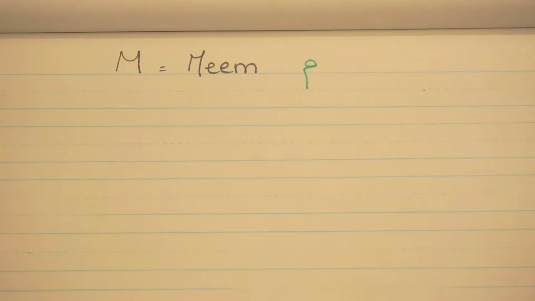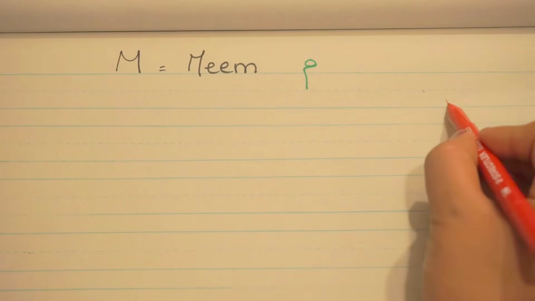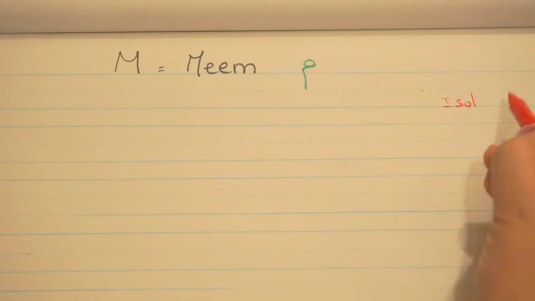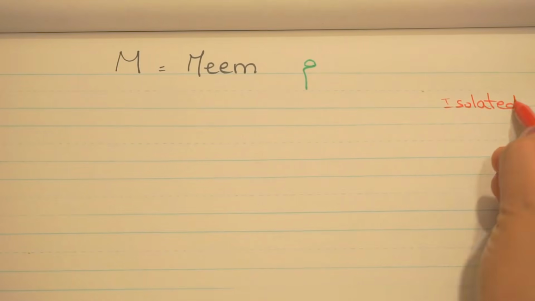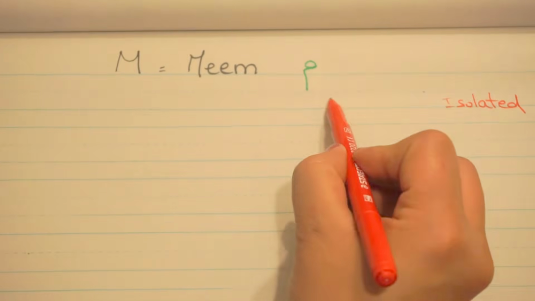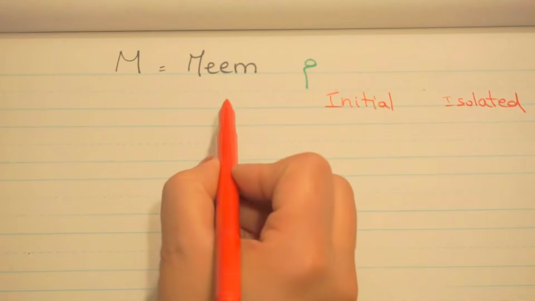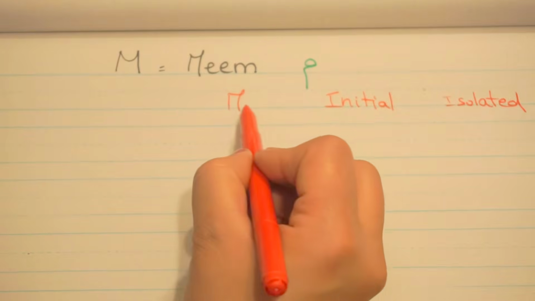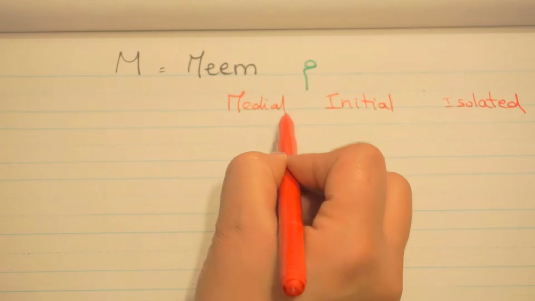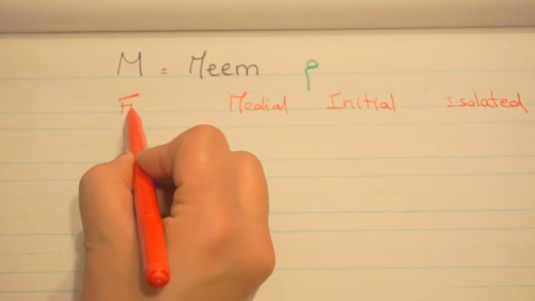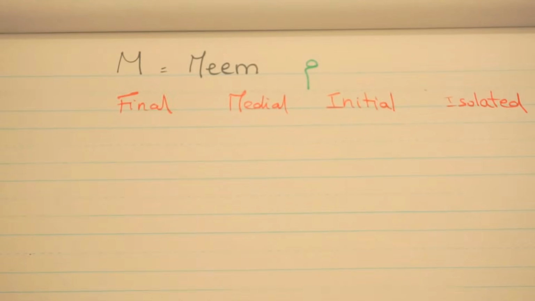Today we're going to have a video about meem, which I missed in previous videos. Meem stands for M. We have three different positions. First, the isolated form. And then we have the initial form. We have the medial form. And then we have the final form.